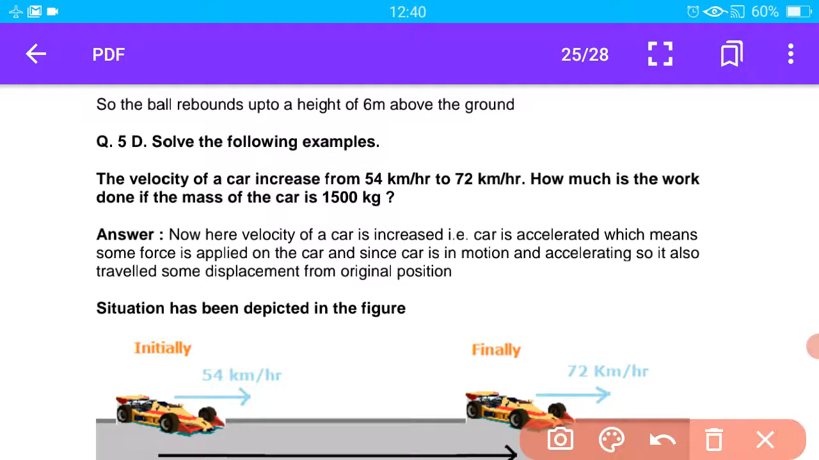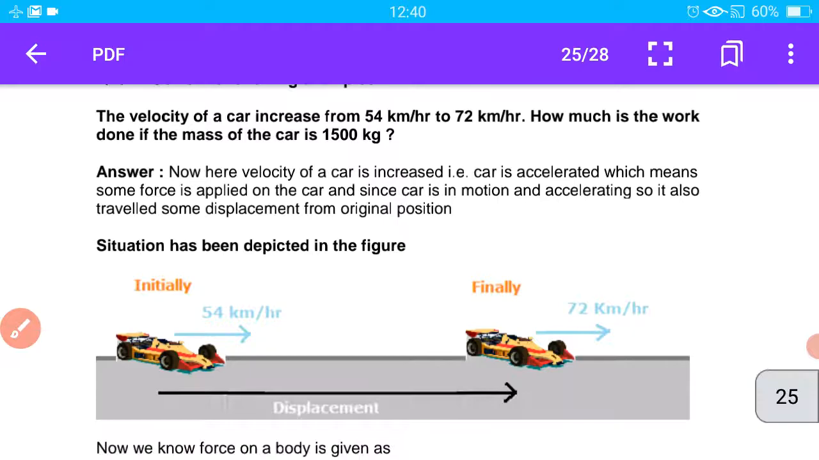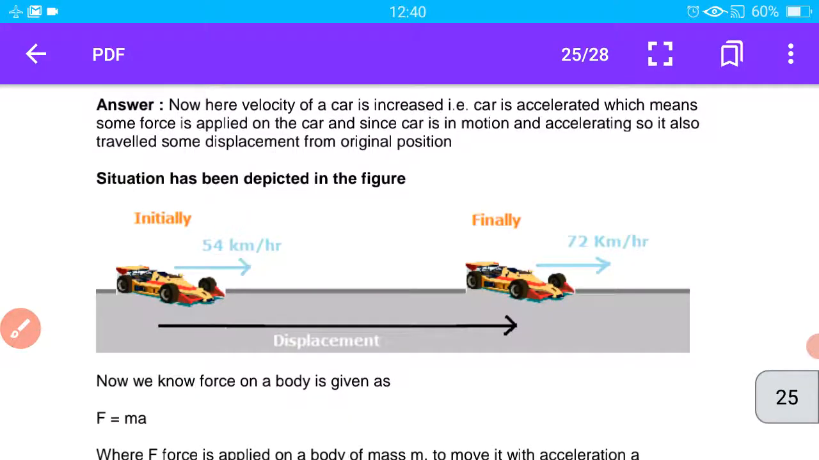And the next question: the velocity of a car increases from 54 kilometers per hour to 72 kilometers per hour. How much is the work done if the mass of the car is 1500 kg? Your answer. Answer.